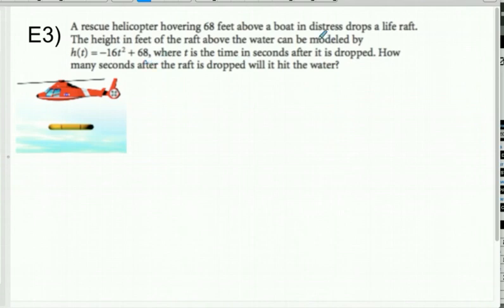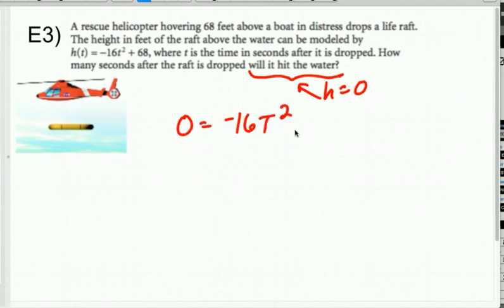How many seconds after the raft is dropped will it hit the water? So the first thing we have to recognize is that the colloquial phrase "hit the water" or "hit the ground" means that the height is 0. So they're asking us, when is 0 equal to negative 16 t squared plus 68? So I'm just going to go ahead and solve using SADMEP.